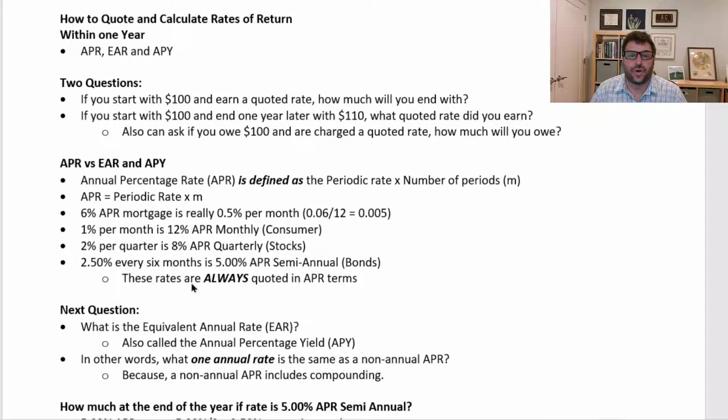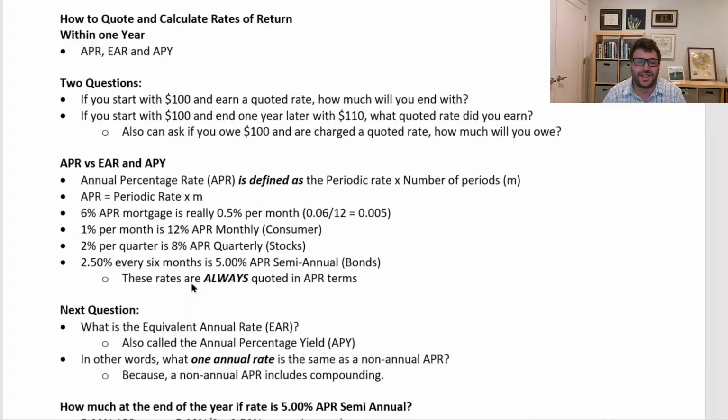Okay, let's look at how rates are quoted, and given some sort of change in dollars, how do we communicate how much we earned? Or given some sort of rate, how do we calculate the change in dollars? So we want to talk about how rates are quoted and how we calculate rates of return. And we'll talk about this in two different contexts. The first is what happens within a year and what happens over multiple years. And we're just going to talk about standard conventions.